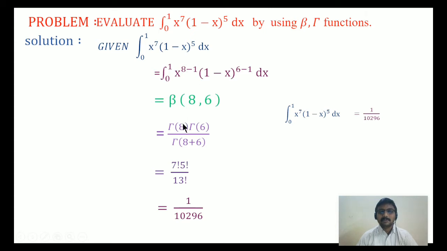But we have a relation between the beta and gamma functions, that is beta of m, n is equal to gamma of m into gamma of n by gamma of m plus n. Just simplifying, taking the gamma function values, we will get the required constant.